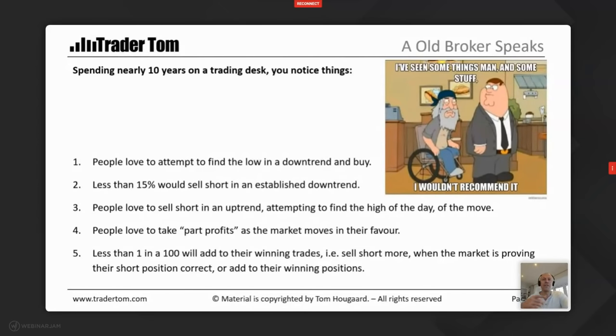If we can continuously provoke a behavior in ourselves where we are not tempted to try and buy something that's falling, and rather we are thinking, well, it's falling, maybe I should sell short. And if we could stop trying to take partial profits, well, then you're beginning to act like the 10%. You may not be rewarded for it immediately, but over time, you need to trust me that you will.